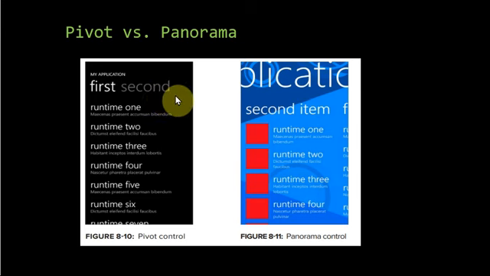But when you're speaking about the panorama control, we get the transition. Here, second item, first item, the transition is there between the grouping, in the sense between the categories and subsets.